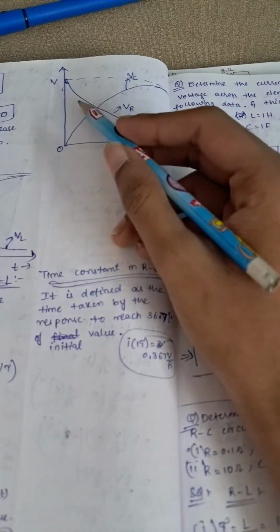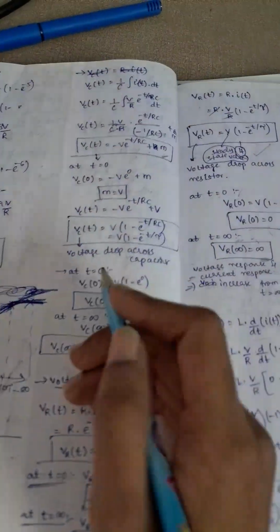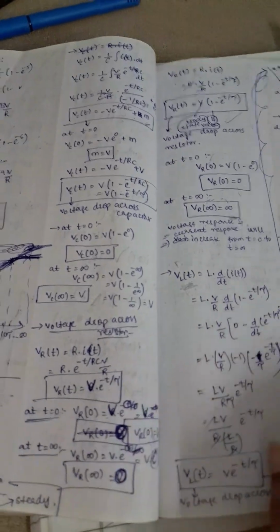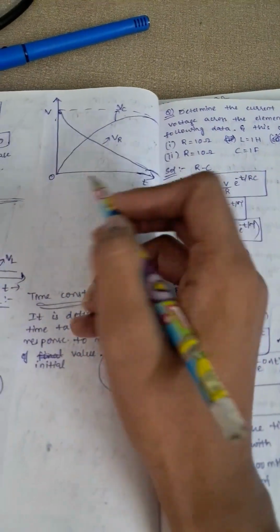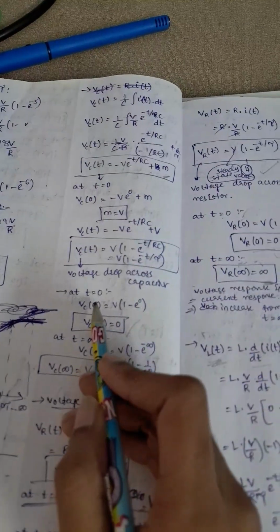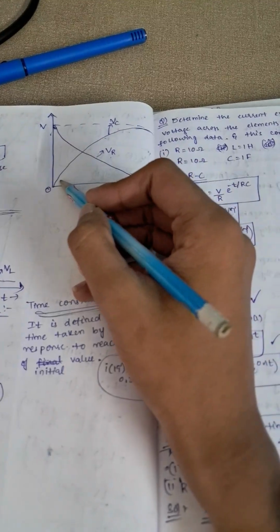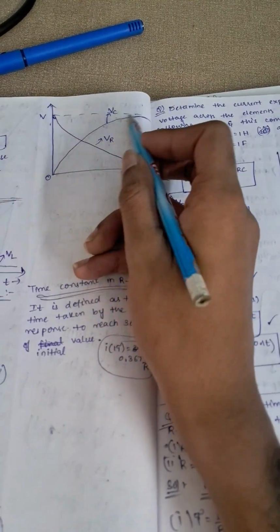Now see, for VR, at t equal to 0 it is V, and at t equal to infinity it is 0. So it is decreasing. For VC, at t equal to 0 it is 0, and at t equal to infinity it is V. It is increasing.